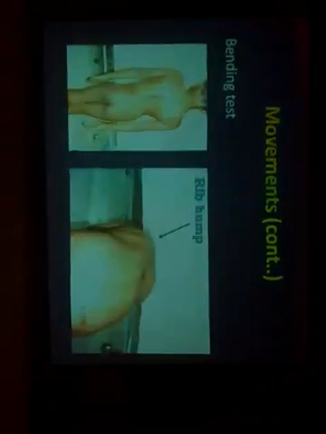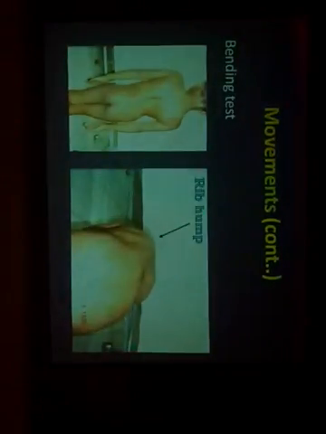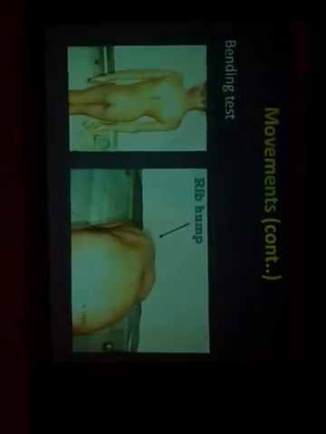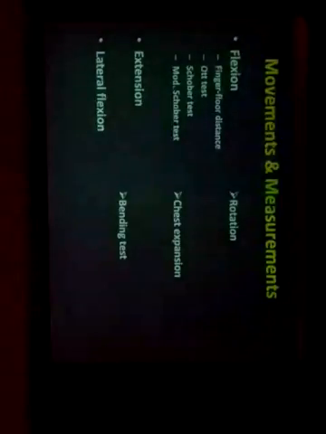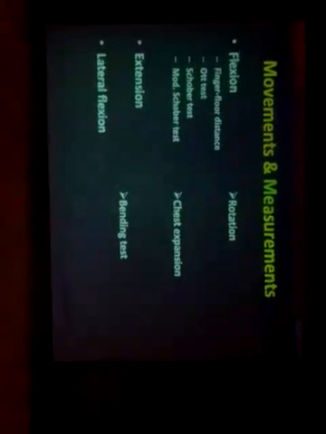And the rib hump, which is present in children, becomes more prominent as the child bends forward. There is a device, a water level, which is supposed to measure the height of the rib hump. Now this is just a summary of measurements of the movements which we have seen.